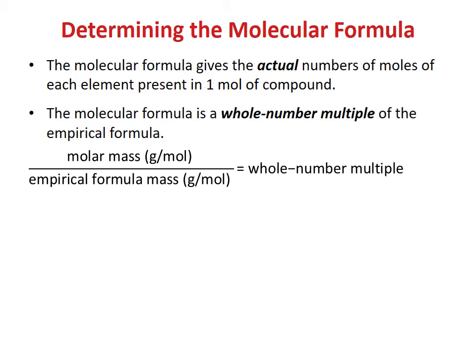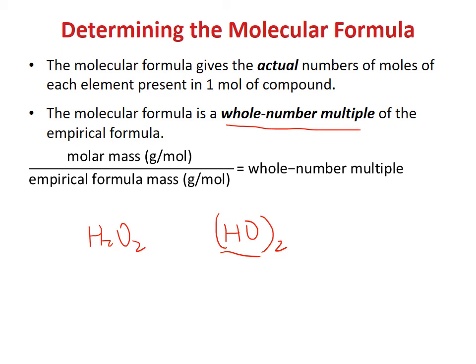The molecular formula gives the actual numbers of moles of each element present in 1 mole of compound. The molecular formula is a whole number multiple of the empirical formula. As an example, hydrogen peroxide has a molecular formula H2O2, but the empirical formula shows the ratio is 1 to 1. So HO is the empirical formula, and the molecular formula is a whole number multiple, which in this case is two times the empirical formula.